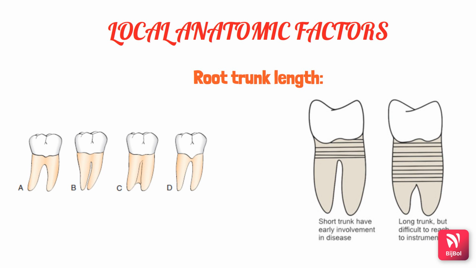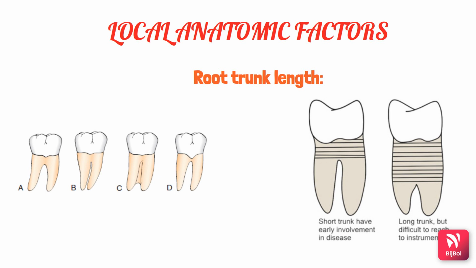Now you can see a short root trunk and a long root trunk in the next picture. So here the short root trunk will have early involvement of the disease. Why? Because if the attachment loss extends to this furcation area, it will result in furcation involvement, and this furcation area is nearer. So the attachment loss will occur early as the furcation entrance is nearer because of the short root trunk. Whereas in the second picture you can see the long root trunk.